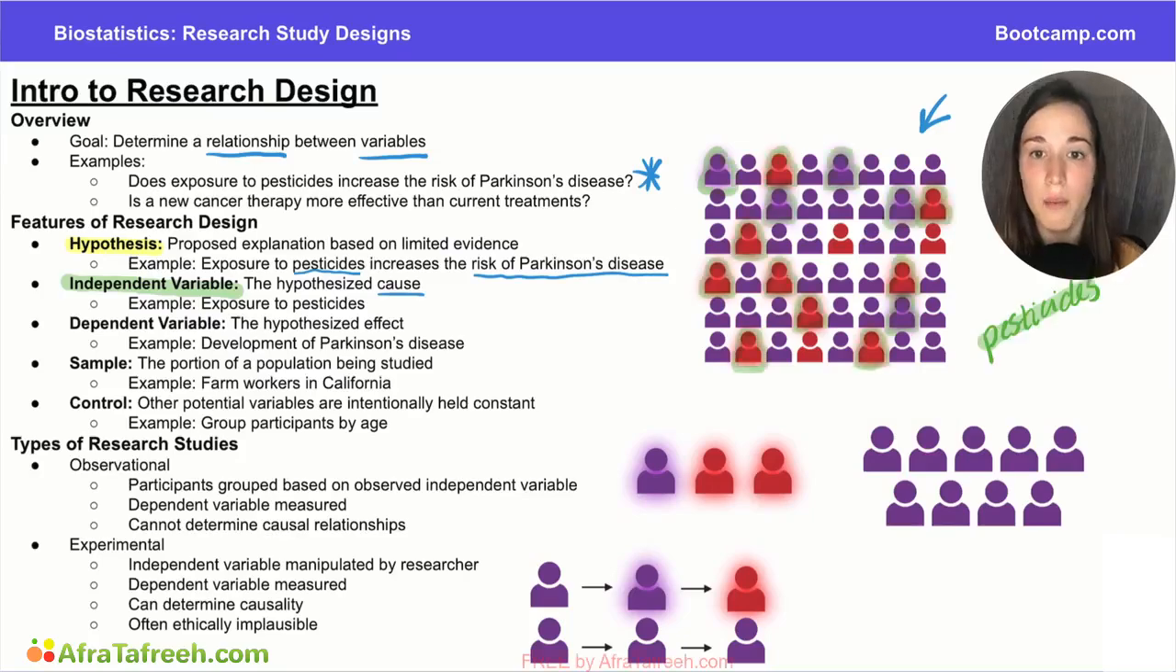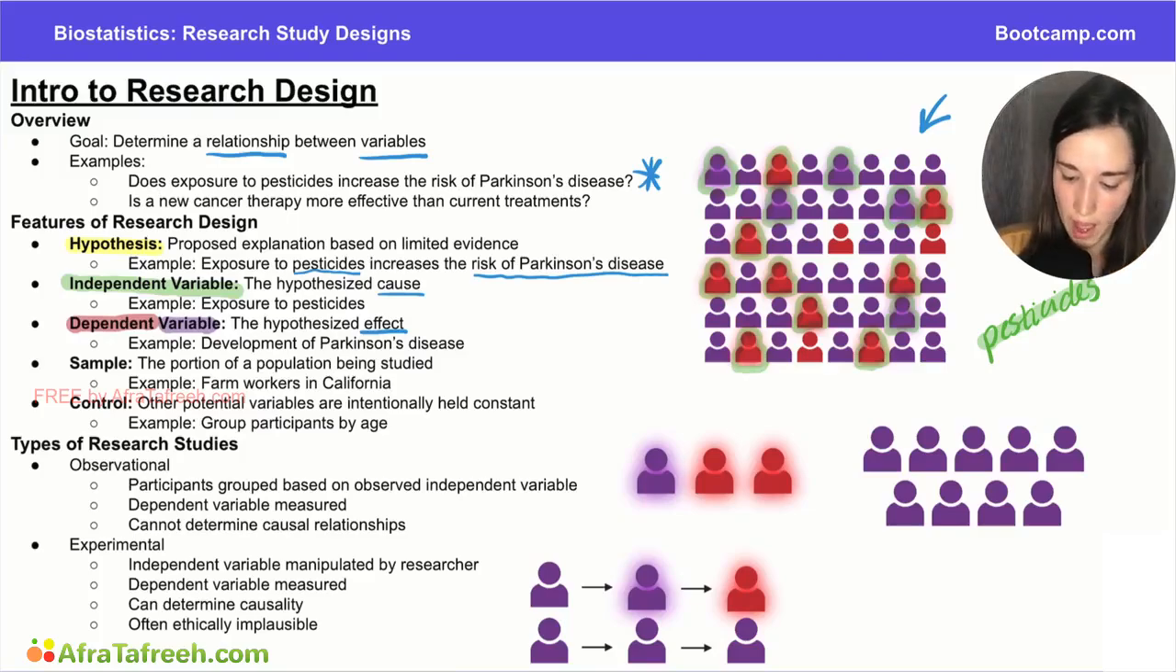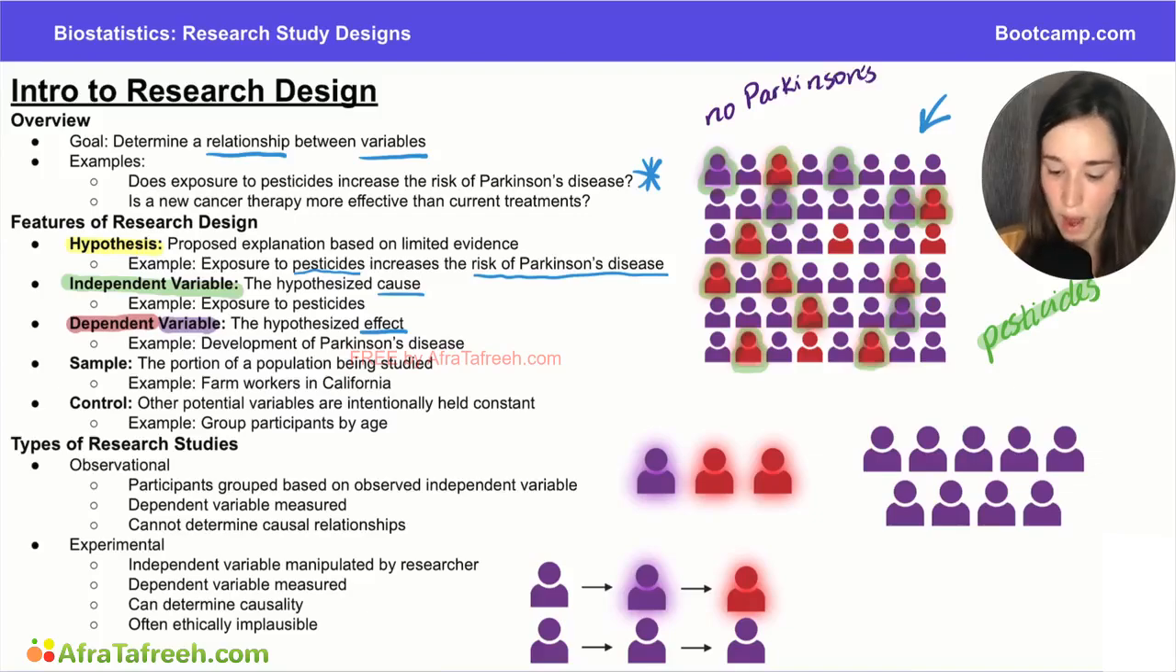The next important component of a research study design is the dependent variable. You can think of this as the hypothesized effect, or the outcome that we're interested in studying. In our example from before, that outcome is diagnosis of Parkinson's disease. So going back to our pictogram, in purple, we have folks who have no Parkinson's disease, and in red, we have folks with a Parkinson's disease diagnosis.